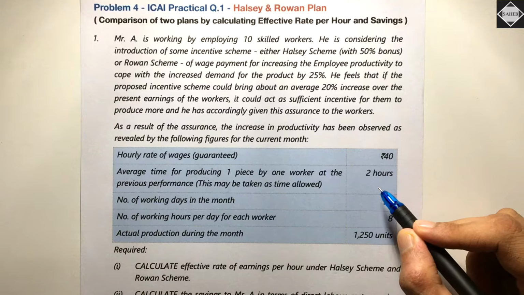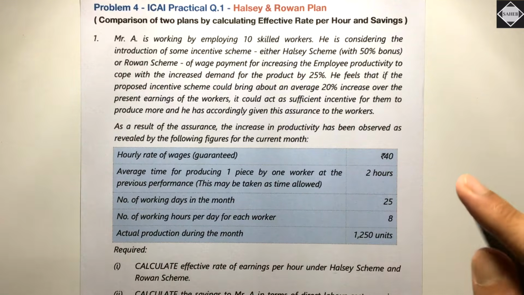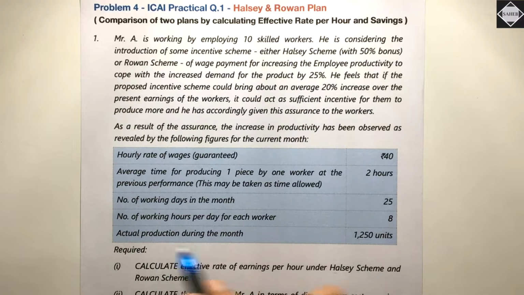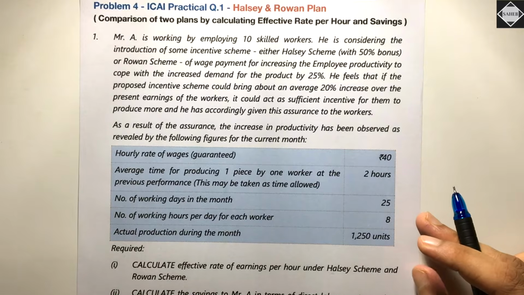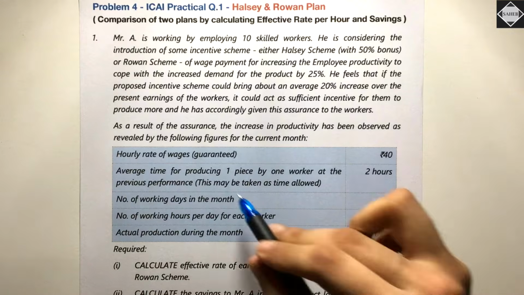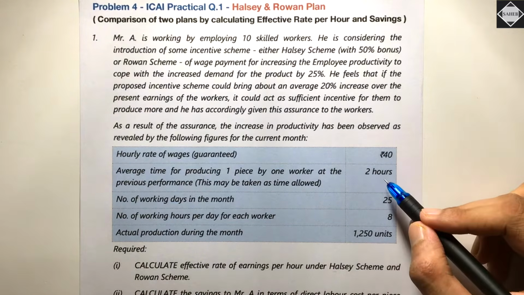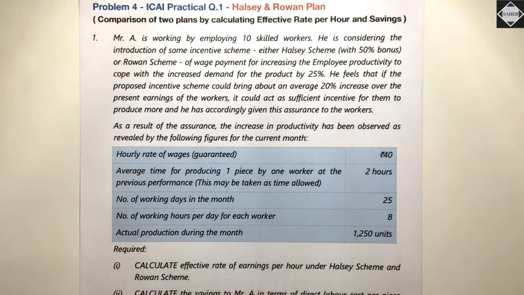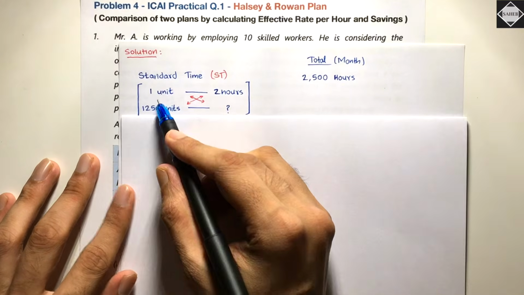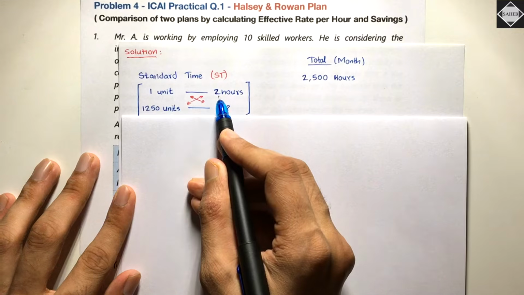But this standard time is only to produce one piece. But we have to do the whole calculation, monthly calculation. And in a month, they have said the production is of 1250 units. So how can we calculate? It's really simple. For one piece, it's 2 hours. Then for 1250, it's 1250 into 2. Isn't it? This is what you have to do. See, it's really simple. Standard time calculation. For one unit, they are saying it's 2 hours. For 1250 units, you have to just simply multiply with 2.